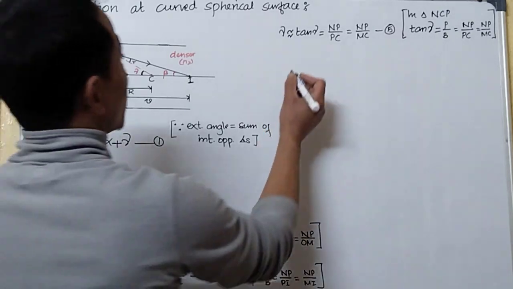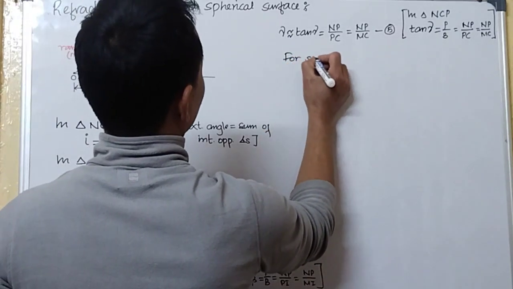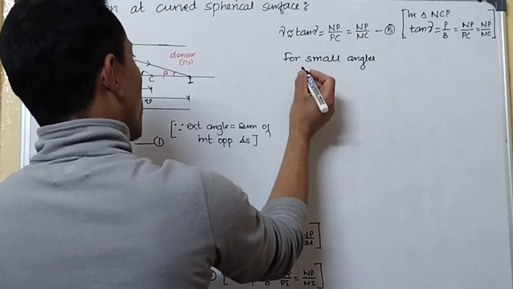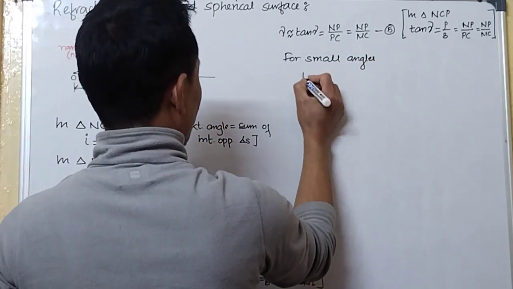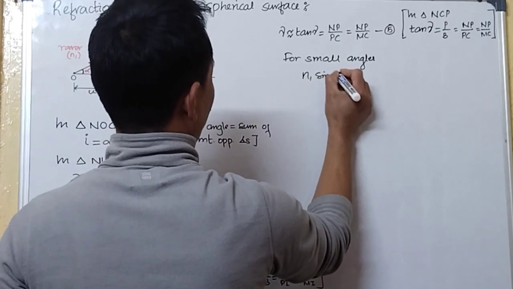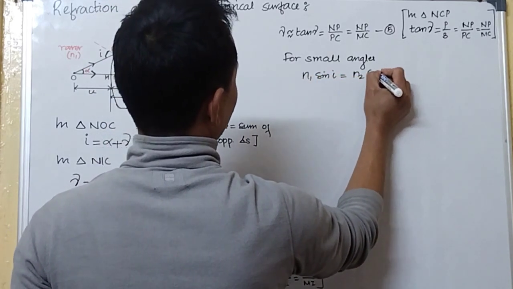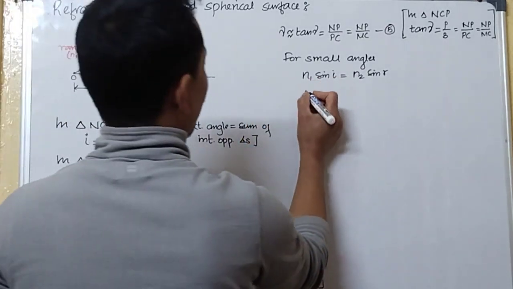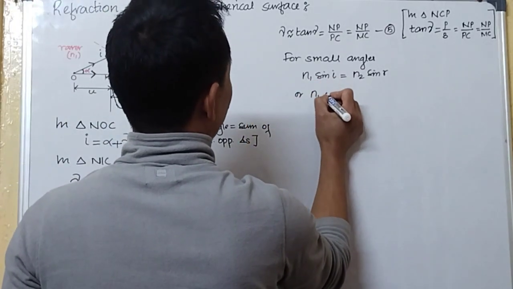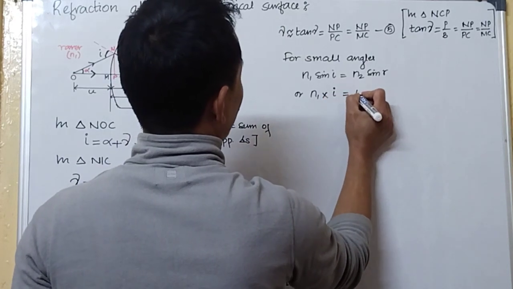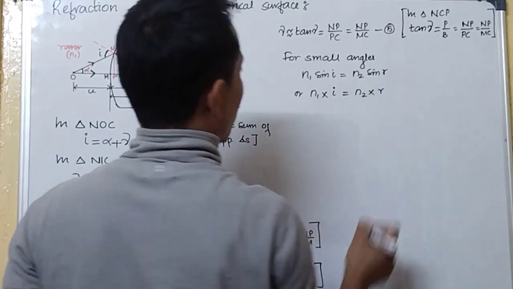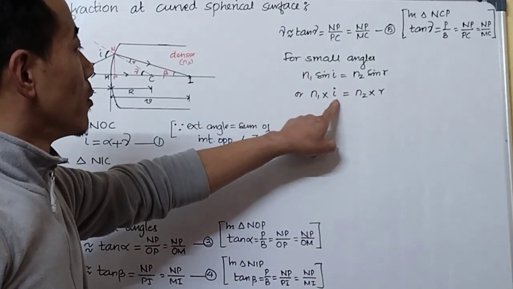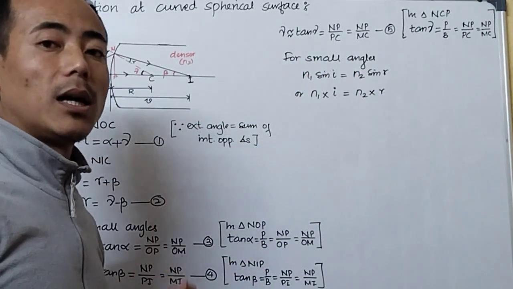So similarly, for small angles, we can also write, from Snell's law we get N1 sine I is equal to N2 sine of R. So this is Snell's law. For small angles, we can write sine of I nearly equal to I and sine of R nearly equal to R. So we are considering for small angles sine I nearly equal to I, sine R nearly equal to R.